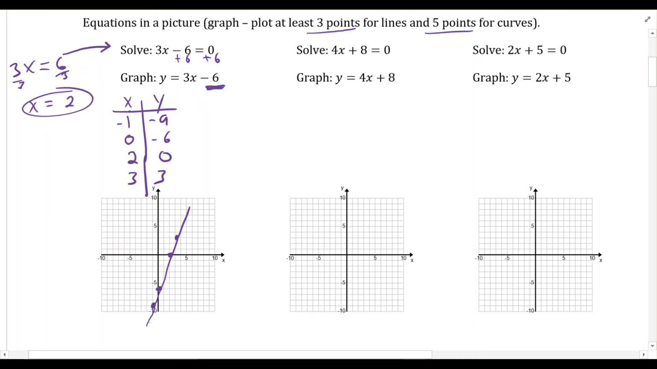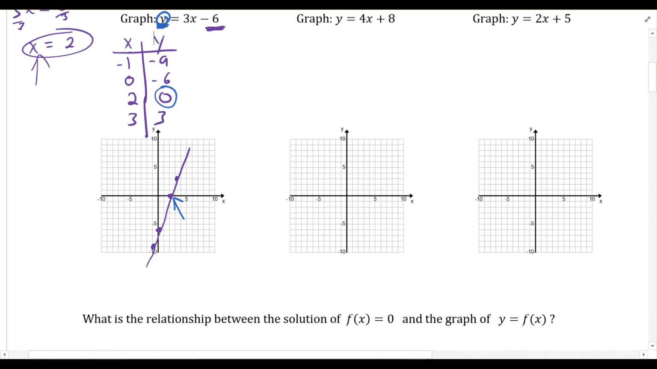But going back to our original solving of this equation, we got 2 for an answer. Where does 2 come up in our graph? Well, 2 comes up right here, right where it crosses the x-axis, right where y is 0. We had this graph, but instead of having a y, we put a 0. So when we put that 0 there, that's what x would be, and you could solve for that. That's what we're going to be doing a lot of the time, solving for x, and that is going to tell us where it crosses the x-axis.